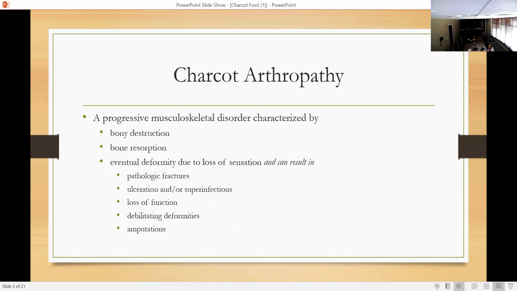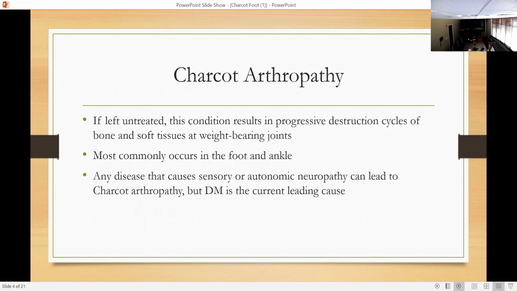So Charcot arthropathy is a progressive musculoskeletal disorder, characterized by bony destruction, bone resorption, and eventual deformity due to the loss of sensation. It becomes a concern for us in the clinic, especially with our diabetic patients, because it can result in pathologic fractures, ulcerations or infections, loss of function, debilitating deformities, and possibly amputations. Next slide.